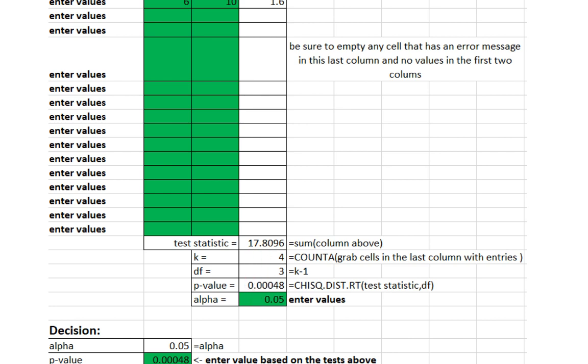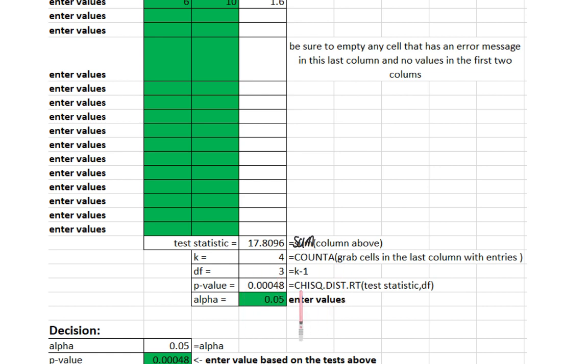And because it is the sum, I need to have a capital SUM because I am asking Excel to make that sum for me. So that should be a capital SUM, and then I'm just going to grab the column above. My degrees of freedom, and this is what I did, a COUNTA. And so a COUNTA, and then I grab the cells with the last column with entries. And so I'm going to grab this entire column, and it's only going to count if it's not empty, and I got 4. That means my degrees of freedom is 3.